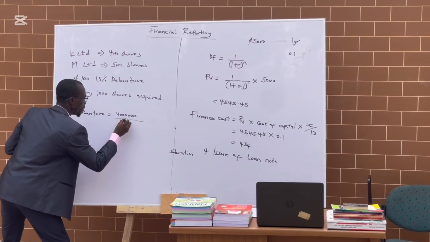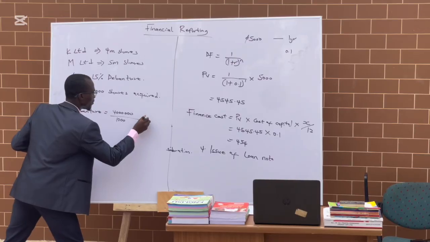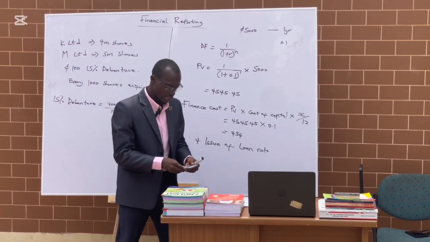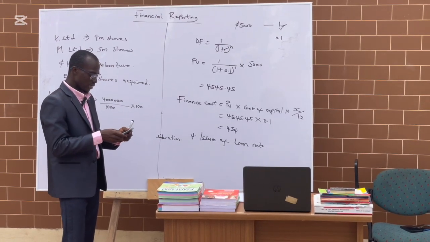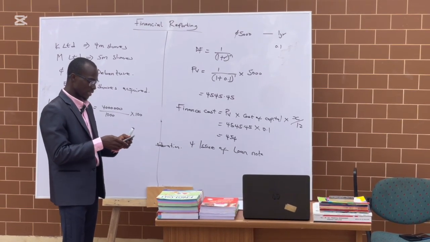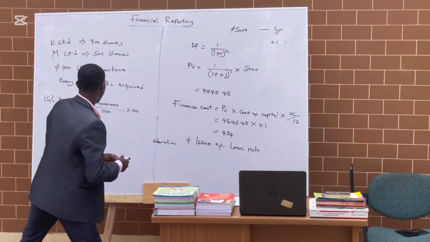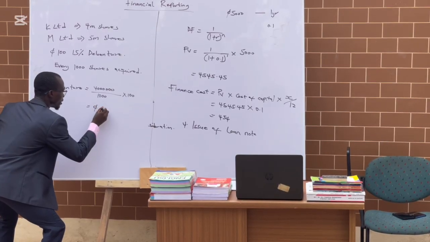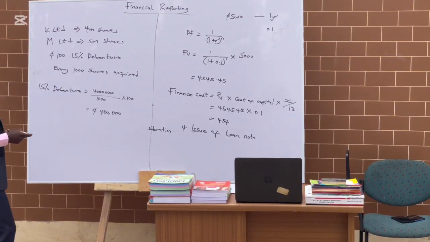It will give us more, so let's divide. 4 million shares divided by 1,000 times 100. Let me use my calculator to punch it. 4 million divided by 1,000 shares multiplied by 100 is giving me 400,000 Ghana cedis.